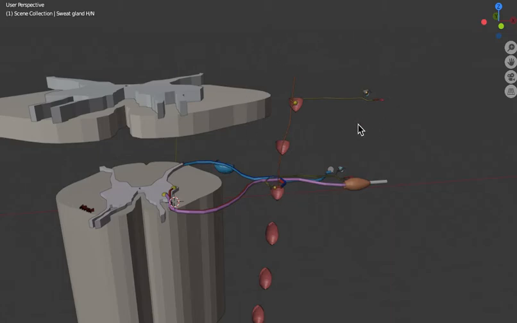The classic example of this is called Horner's syndrome. So this is one of the routes the sympathetic nerves can take.